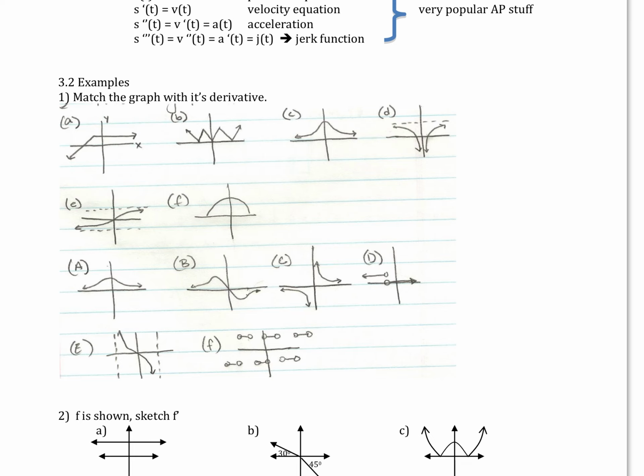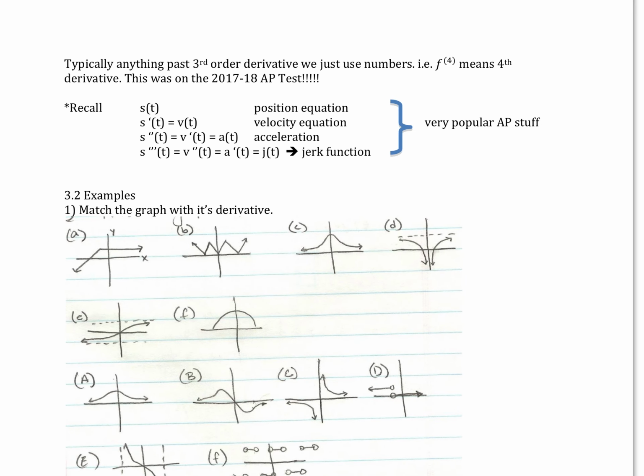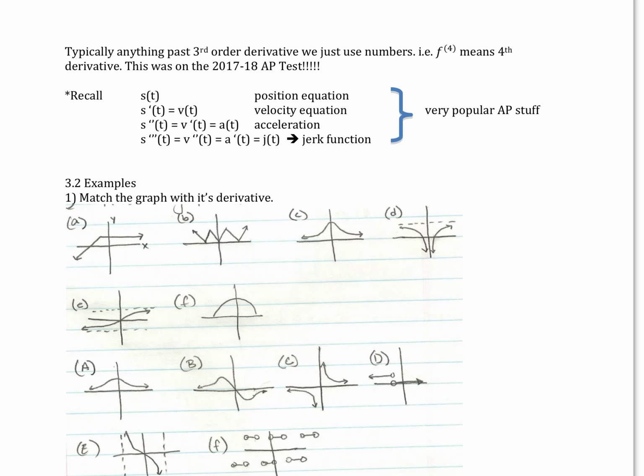And let's take a look at these higher order derivatives. Typically, anything past the third order derivative, we just use numbers. In other words, f to the fourth means fourth derivative, which I just told you. So look at over here.